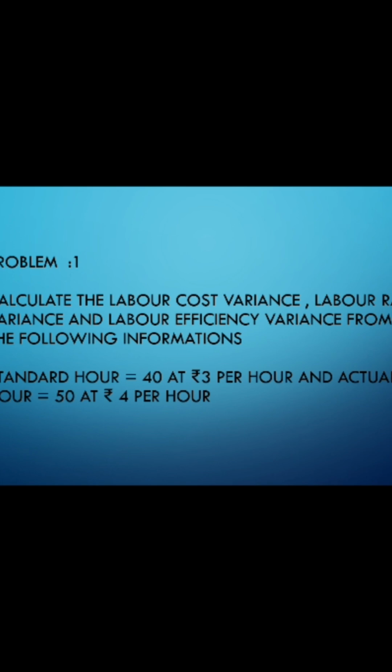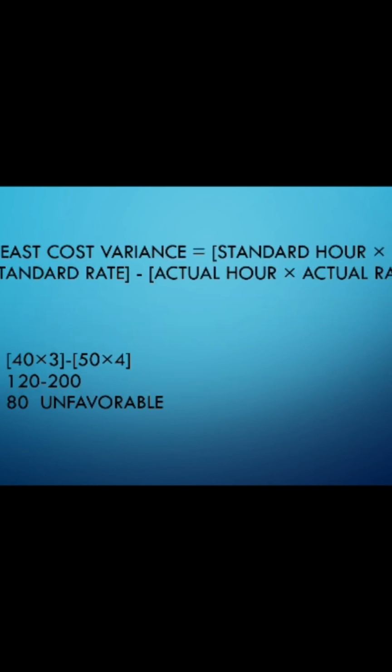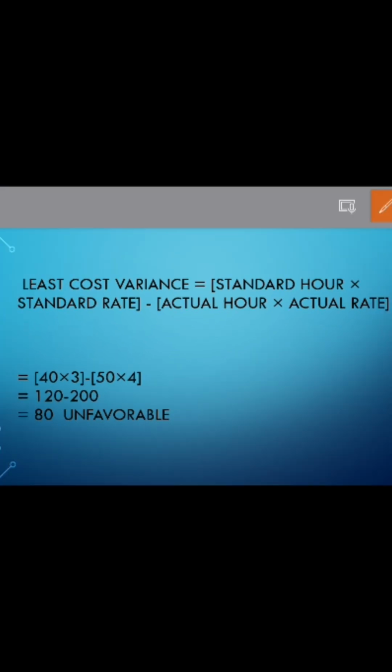Calculate the labor cost variance, labor rate variance and labor efficiency variance from the following information. Here we have been given the standard hour and the standard rate, actual hour and the actual rate. So here we have to calculate the labor cost variance. Labor cost variance is equal to standard hour into standard rate minus actual hour into actual rate. Therefore, standard hour 40 into standard rate 3 and the actual hour 50 into actual rate 4. Therefore, it is equal to 120 minus 200. Since it is minus, it is unfavorable.